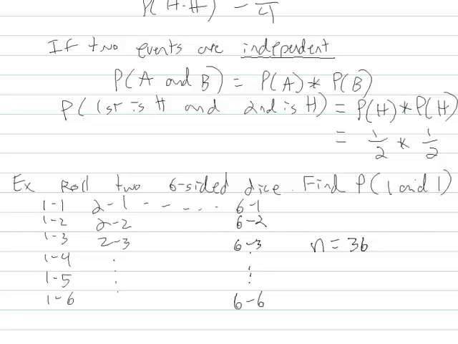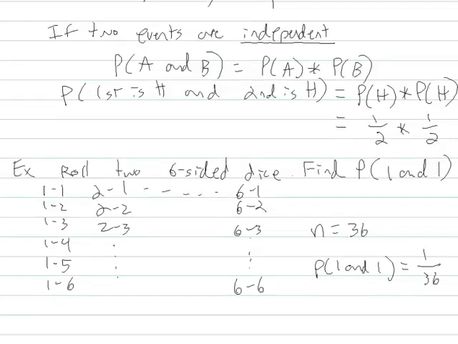How many of those events have a roll of a 1 and a 1? Well, there's only one of them, snake eyes. So the probability of a 1 and 1 is 1 out of 36, only one simple event out of the entire sample space of 36 events.